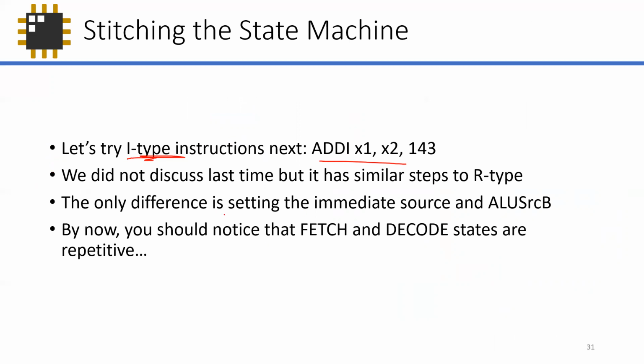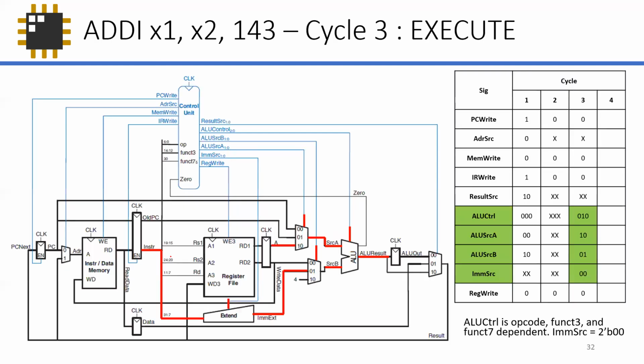Okay. The only difference really now is that you have to set the immediate source in the ALU source B. But again, you should notice that the fetch and the decode states are quite repetitive right now. Because of that, let's jump to stage 3 immediately, for the execute stage. Bam! All right. So in stage 3, the execute stage, you still need the important control signals. Pretty much, at this point, it looks like the load word instruction.